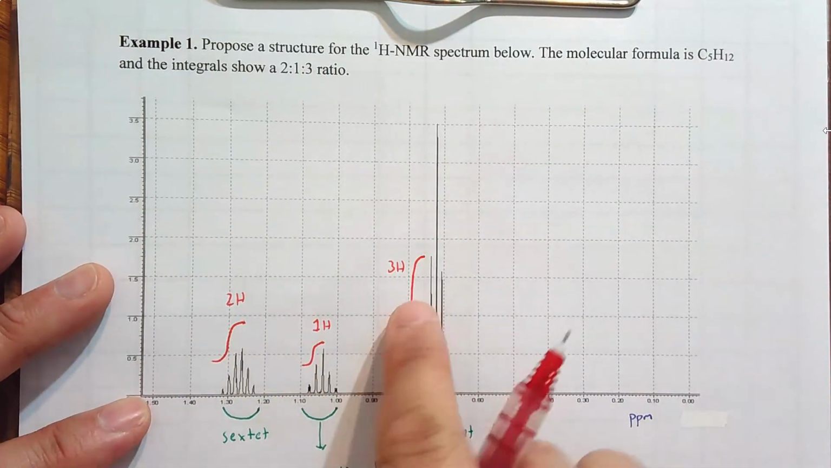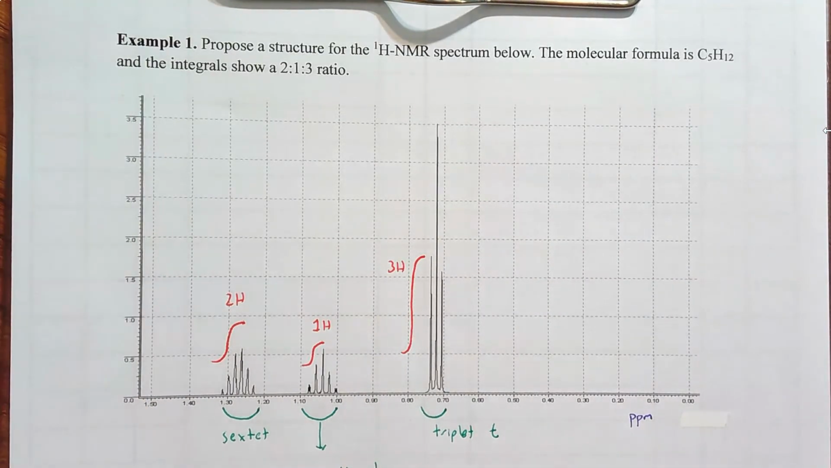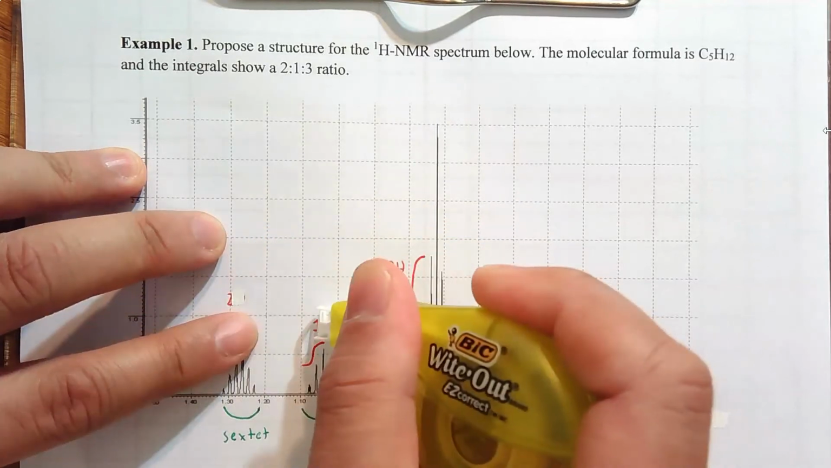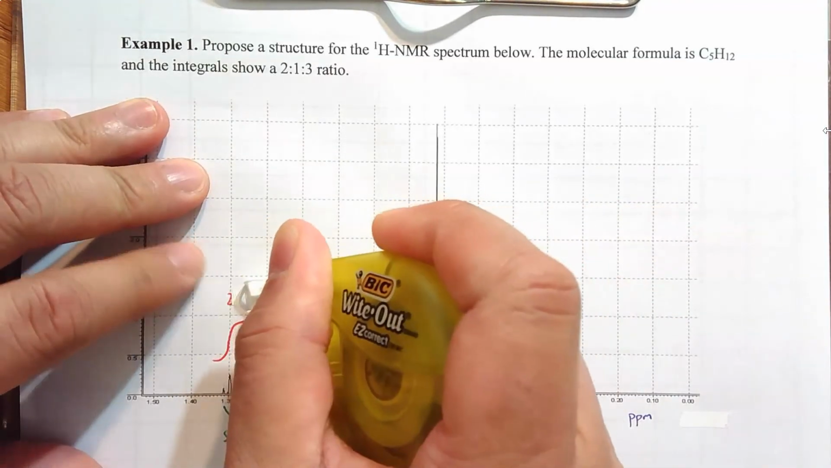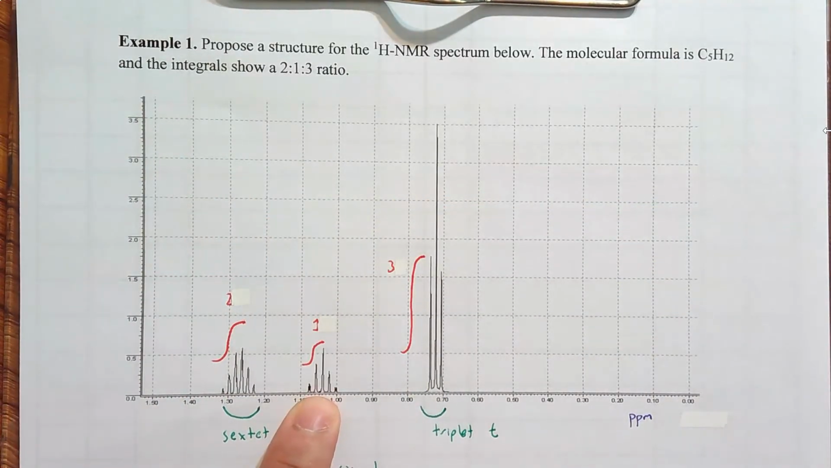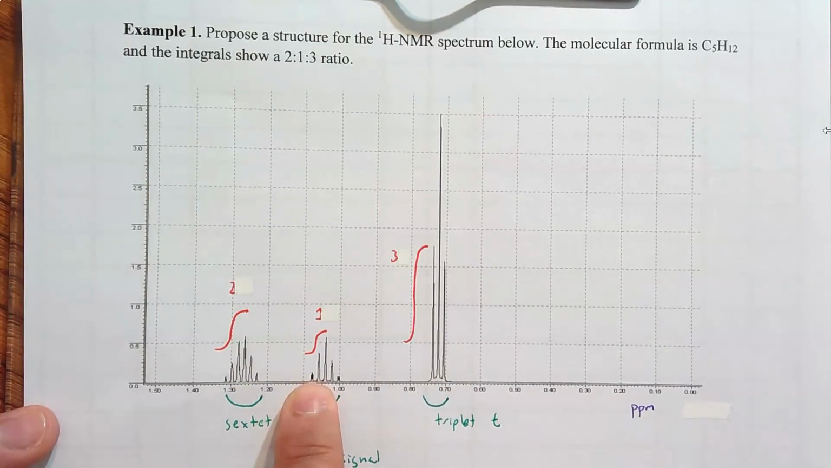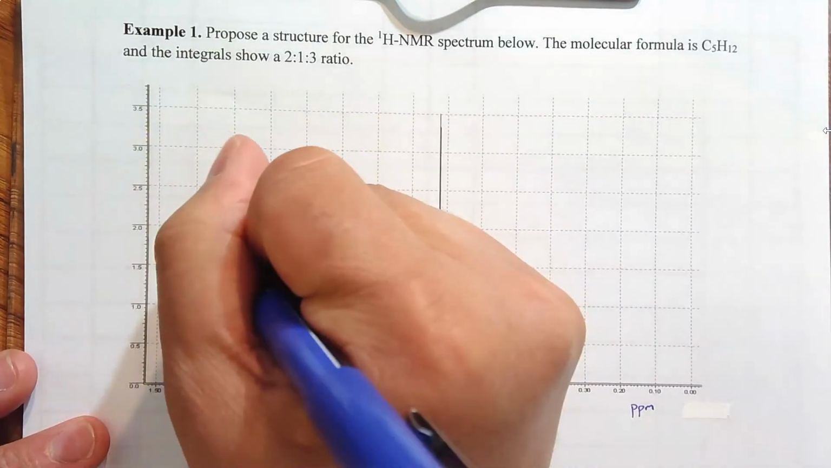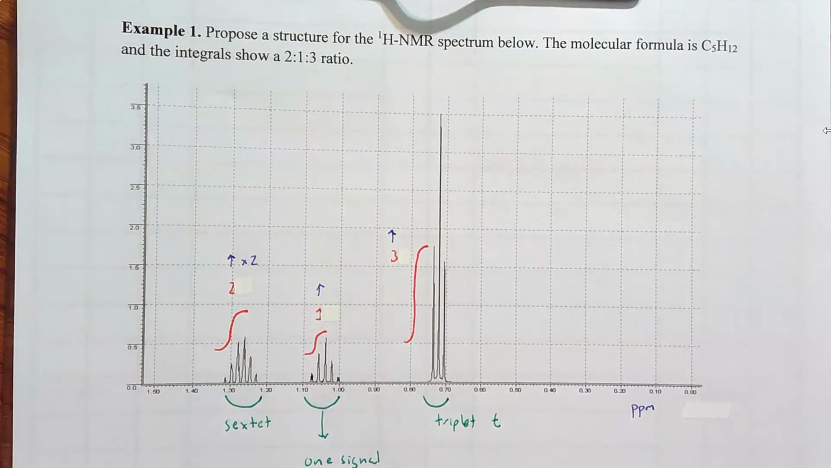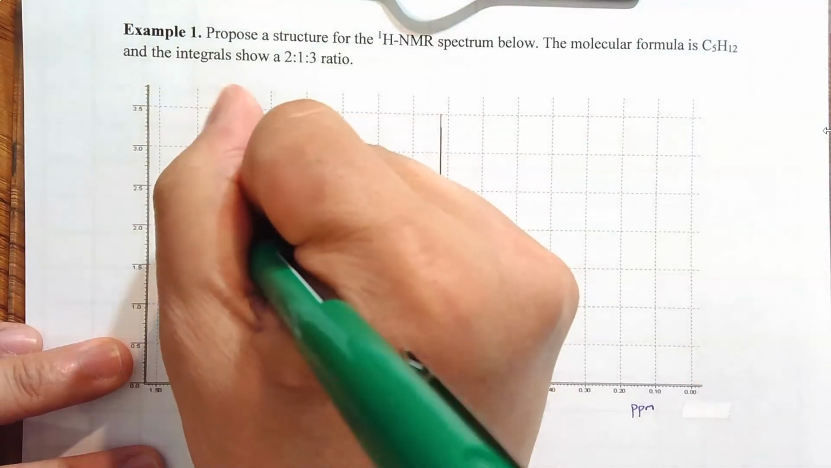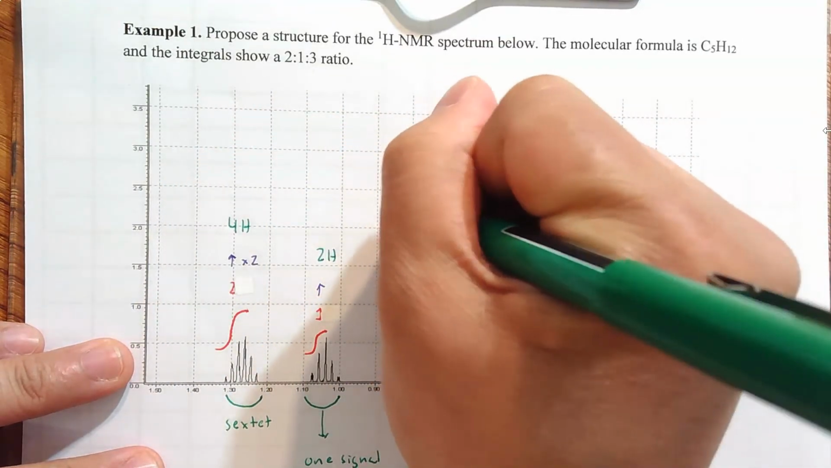Wait, that only equals up to 6, but I have 12 hydrogens. That's not the number of hydrogens, that's just the ratio. The computer doesn't know that I have 12 hydrogens per molecule. All the computer knows is that the area under here is twice as much as this. The area under here is 3 times as much as this. To get up to 12 protons, I gotta multiply each of these by 2. So my real proton count is 4H, 2H, and 6H.